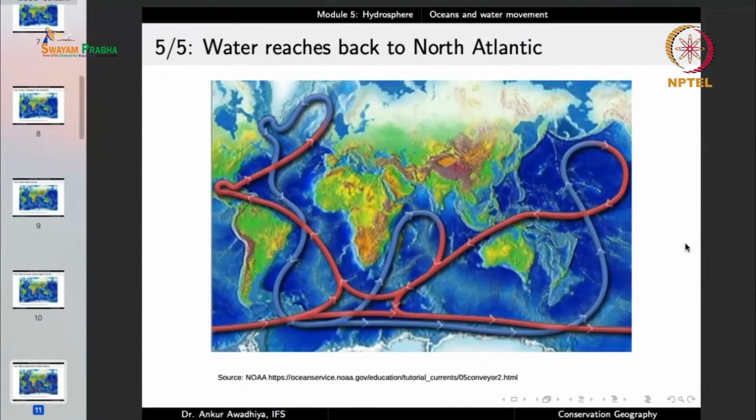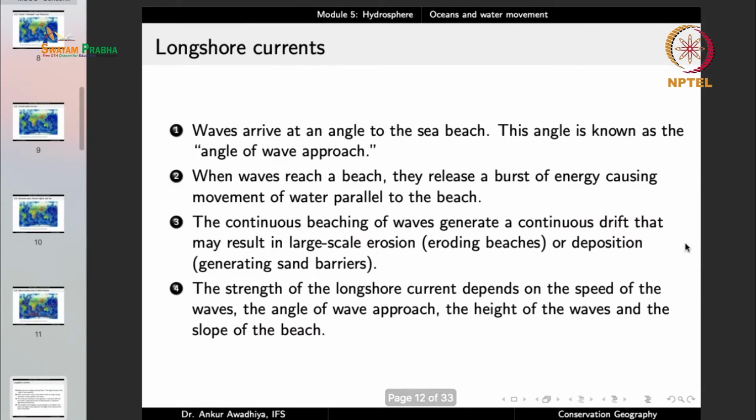So this current plays a very important role in moderating temperatures, and in this way it helps sustain life even in those areas of earth that would have very extreme temperatures if these currents were not working. So this is how the thermohaline circulation works. Another current that we have is the longshore current.